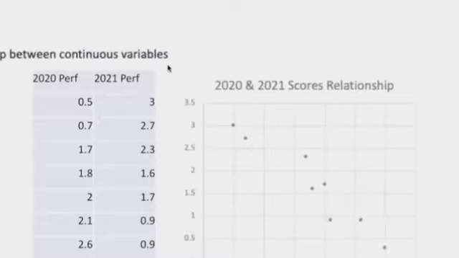Next, we'll talk briefly about scatter plots. This is the relationship between continuous data variables. So in this case, we've got 2020 performance data and 2021 performance data. So do they relate? And you can see in this case, they relate quite a bit.